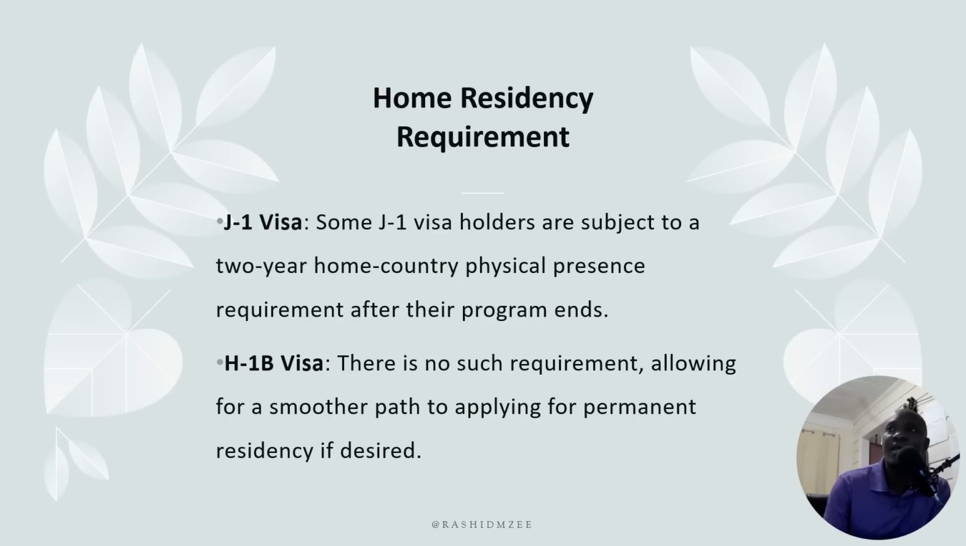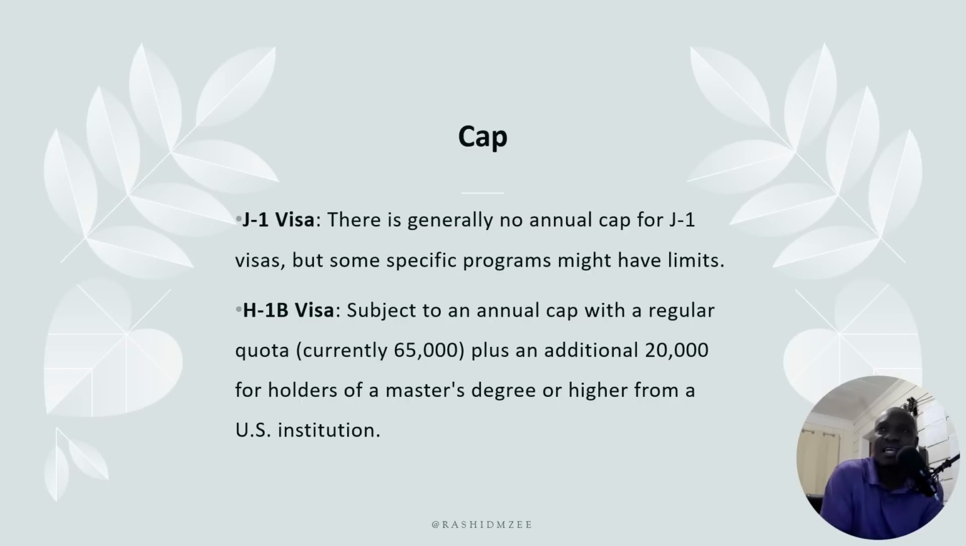Okay. Now, visa cap. J1 generally does not have a total number of people that they want to bring in, so they can bring as many as they want. But some programs are capped according to the specific programs. For example, if you're talking to company A, they may be told you can only bring 200 or 300 people. But H1B has an annual cap for the entire country.